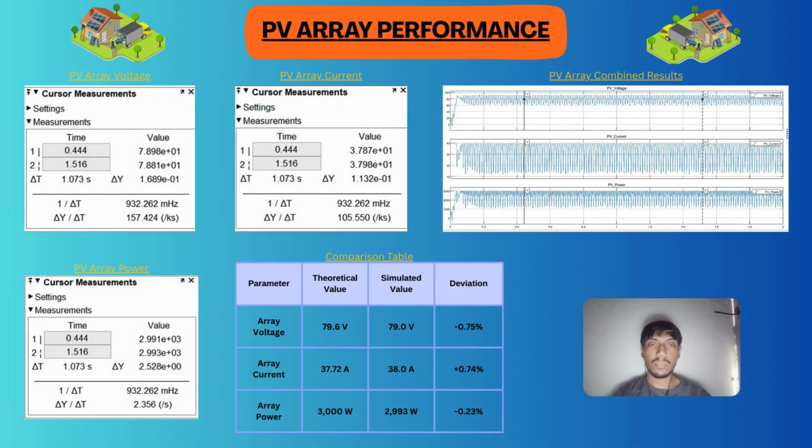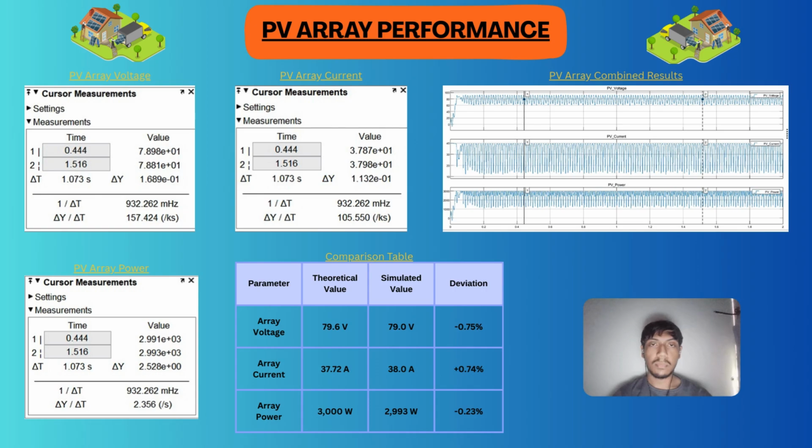Our design was validated through simulation. The array voltage was simulated at 79 volts, which is only 1% deviation from our predicted 79.6 volts. The array current was 38 amps, which is also within 1% of our 37.7 amp calculation. Most importantly, the power was simulated at 2993 watts, which is a mere 0.23% deviation from our target 3000 watts.